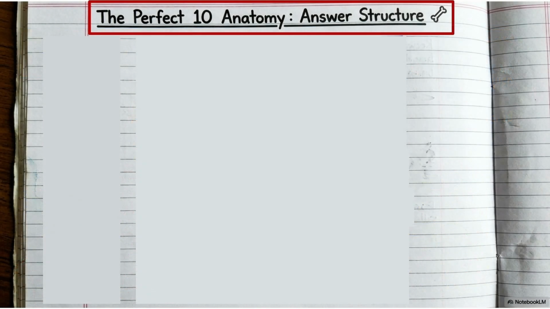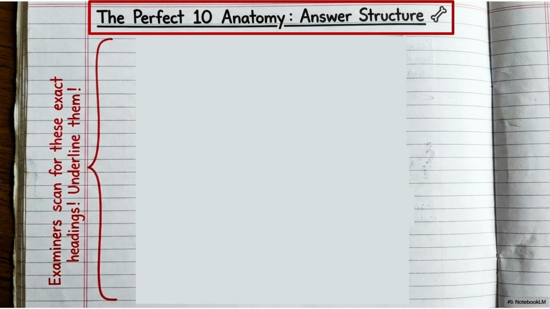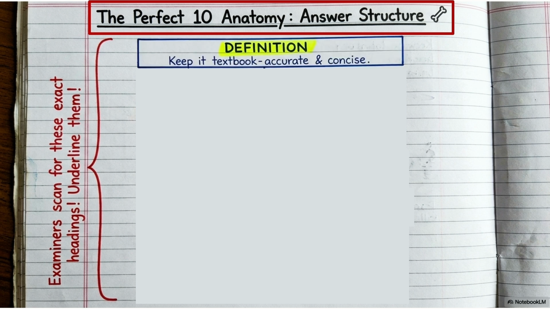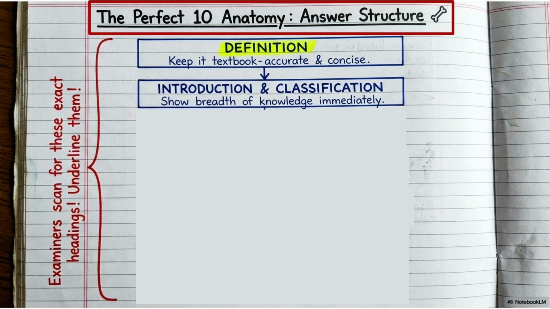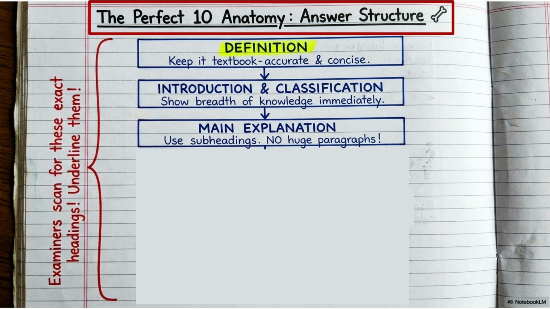Before revision, remember the important thing. Examiners don't give marks only for knowledge, but they give marks for presentation. All examiners scan for these exact headings, so underline them. Starting with the definition. Keep it textbook accurate and concise. Introduction and classification. Show breadth of knowledge immediately. Main explanation. Use subheadings, no huge paragraphs.